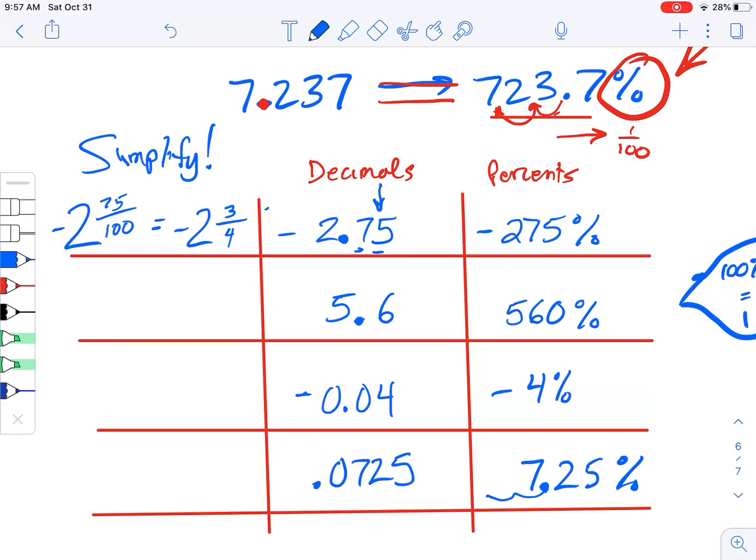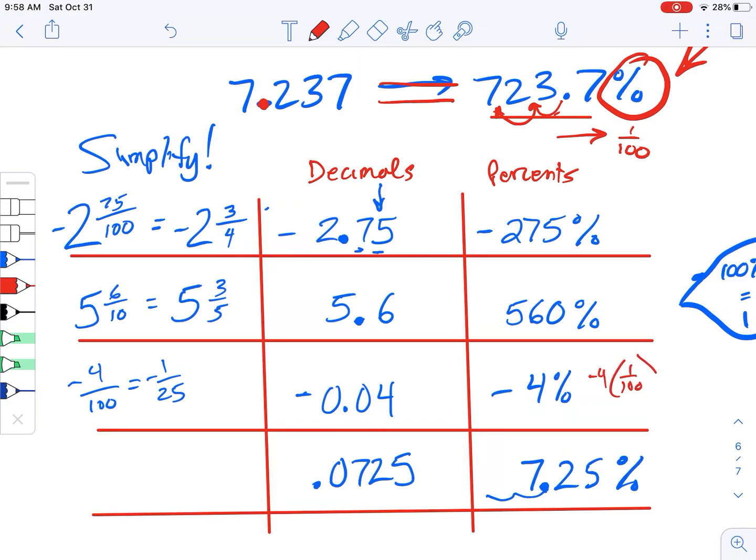Cool, 5.6, that's the same thing as 5 and 6/10. So simplify it: 5 and 3/5. -0.04 is the same thing as -4 over 100. And so I'll simplify it, and I'll get -1 over 25. Another way I could have gone about this is recognize that I have -4 times 1 over 100, and I go ahead and simplify this, and I get -1 over 25. So you can use the fact that your percentage is 1 over 100, and that can often help you very quickly get to your fractional value.